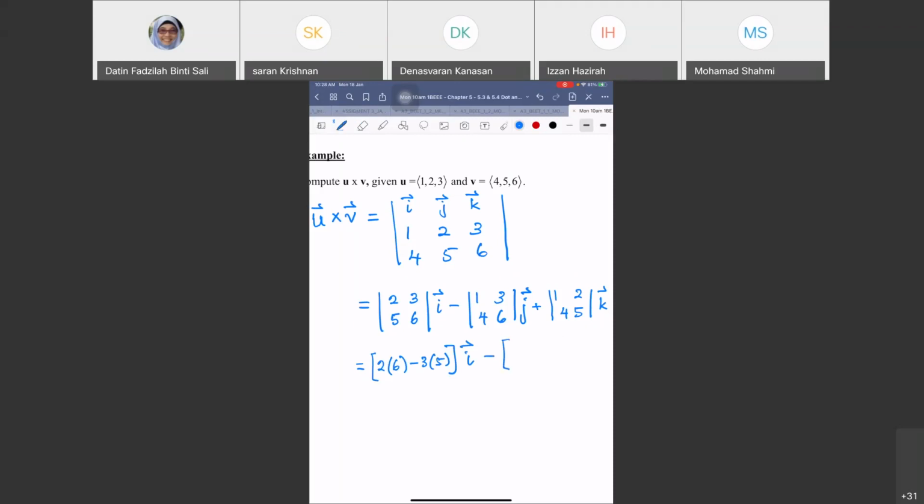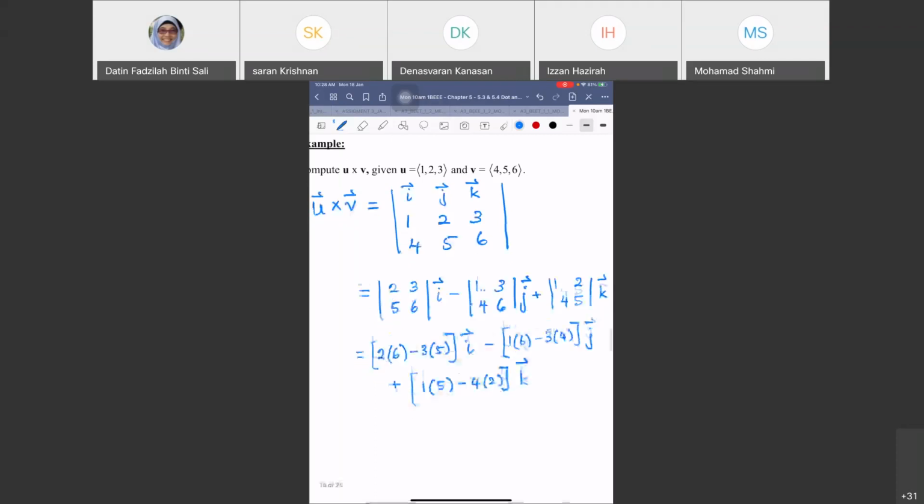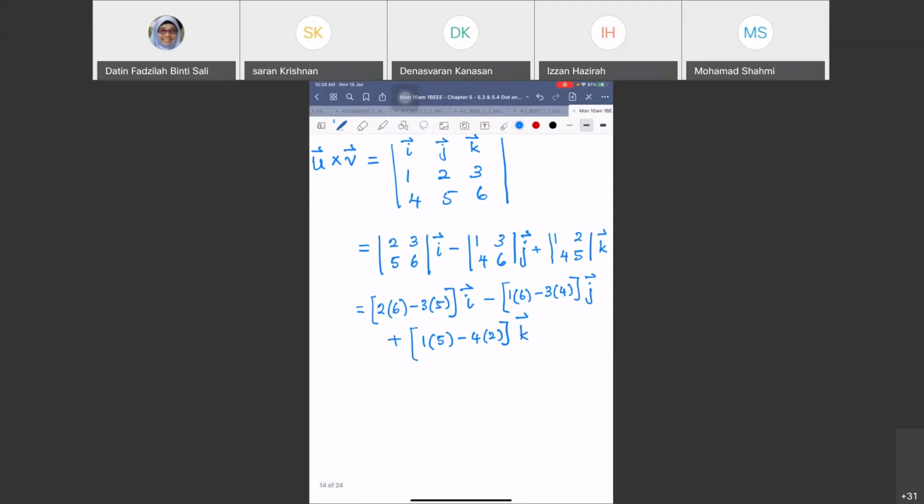Okay, and then you have your 1 times 6 minus 3 times 4. This is for the j. And then plus, okay, you have your 1 times 5 minus 4 times 2. This is for the k. Okay, so make sure you do this correctly for the 2 by 2 determinant.